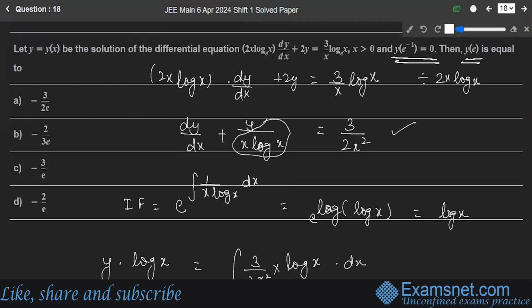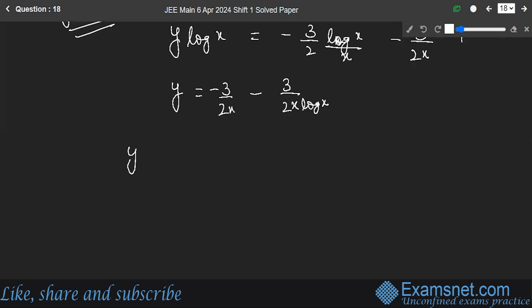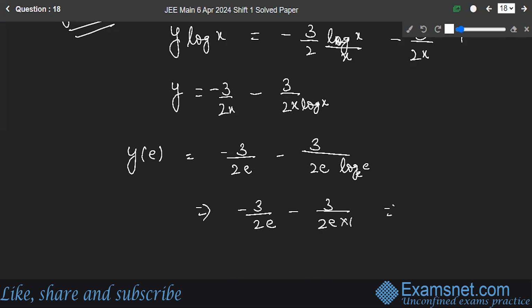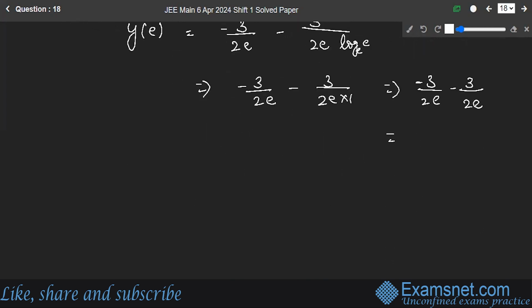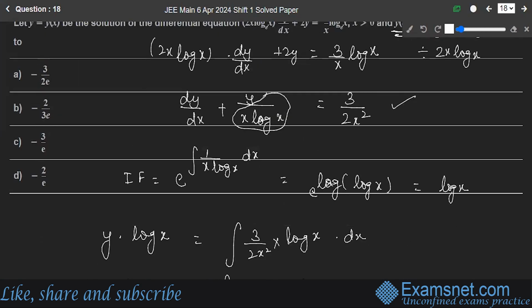You had to find out y of e. So y of e is equal to minus 3 by 2e minus 3 by 2e log of e. This was the natural log. So minus 3 by 2e minus 3 by 2e into 1. This is equal to minus 3 upon 2e minus 3 upon 2e, which on solving will give you 2 into minus 3 upon 2e, or the answer will be equal to minus 3 upon e. All right, so this is the answer to the question, minus 3 upon e. Option C is the right answer. Hope you got that. Let's move to the next question.